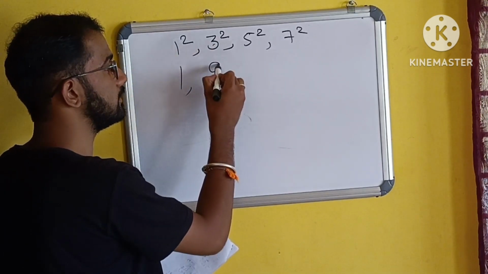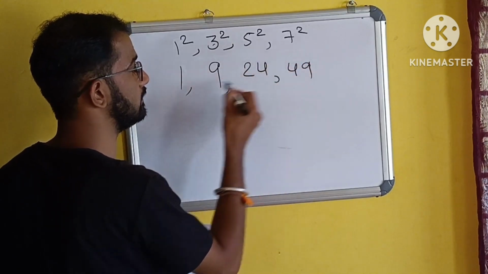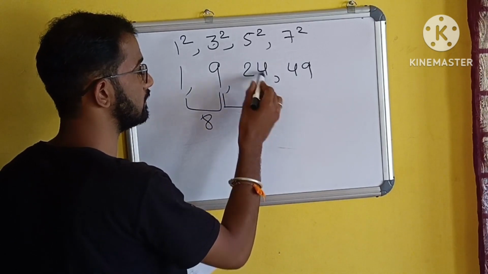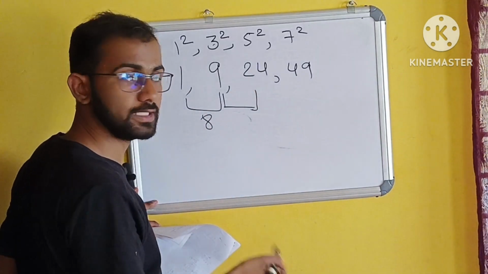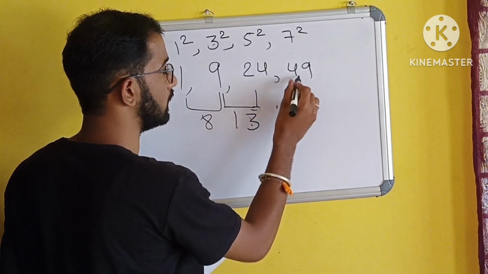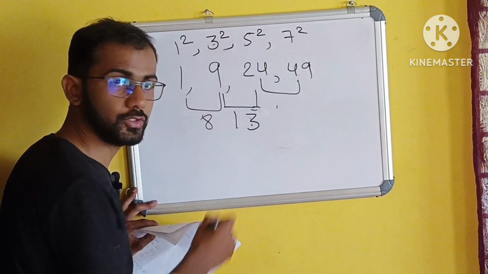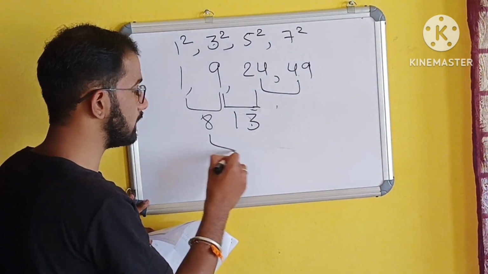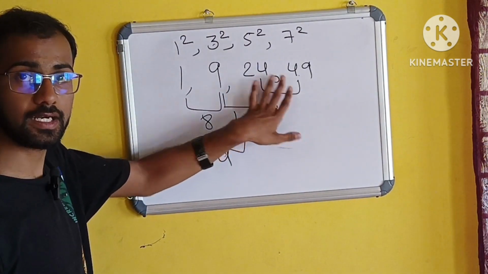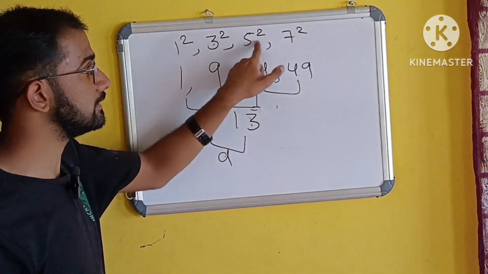See, the difference is 9 minus 1, which is 8. The difference is 25 minus 9. How much? That is 16. Then for 49, if you take this difference, that is also not the same. Here the common difference d between two consecutive pairs is not the same. Hence the terms which are in powers are not in arithmetic progression.